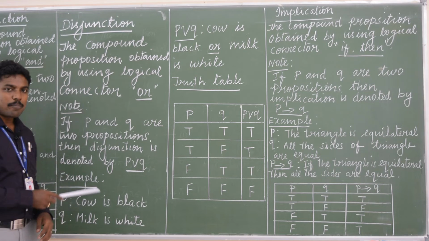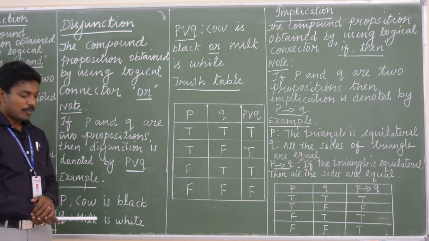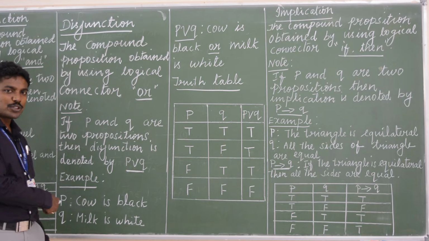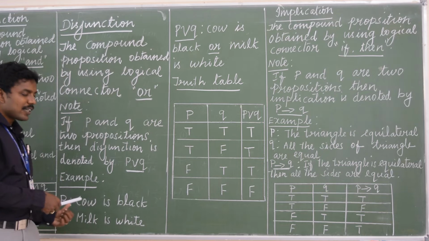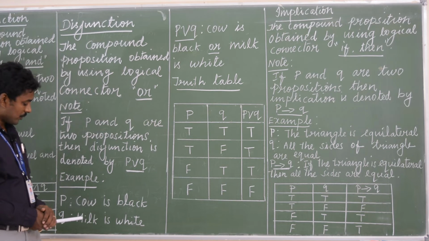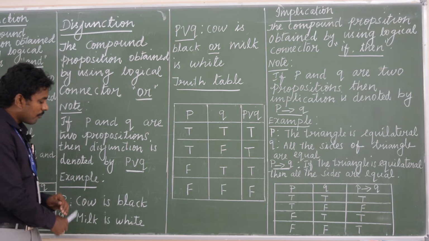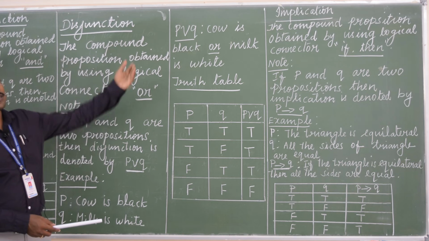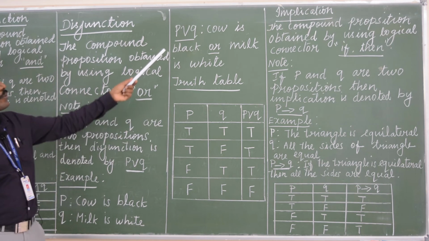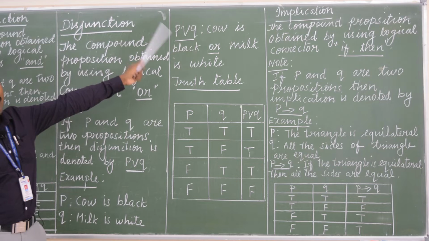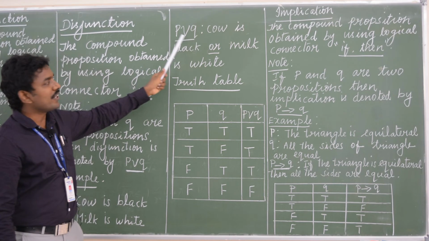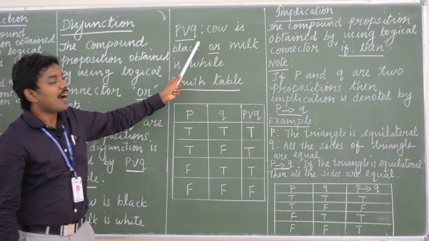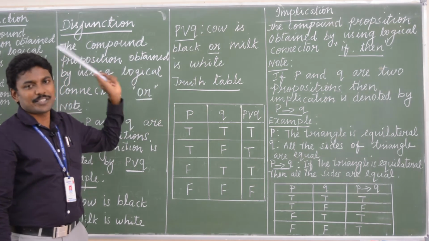You can better understand disjunction by using this example. There are two simple propositions which I have considered. The first one is P equal to cow is black. The second one, Q equal to milk is white. These two are simple propositions, and I have connected them by using the logical connector OR, that is P OR Q. Read it as P OR Q, equal to cow is black or milk is white.